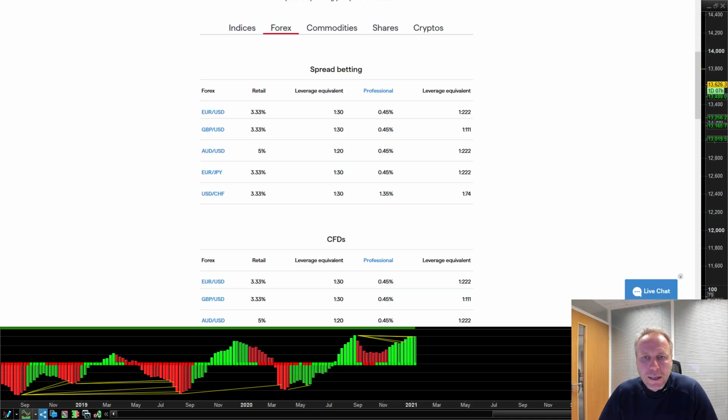So if I take a little look here and show you the difference between a professional and a retail account, you can see here on the left-hand side, it's the euro dollar. Now, euro dollar is the most traded currency pair. Very liquid indeed. Is it high risk?